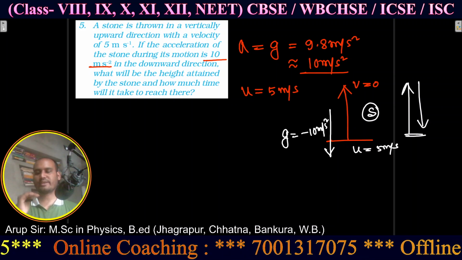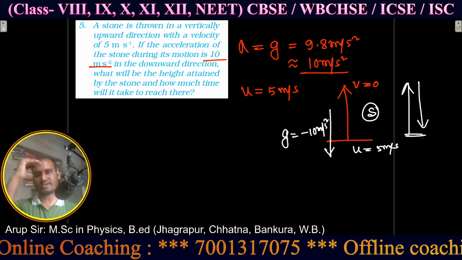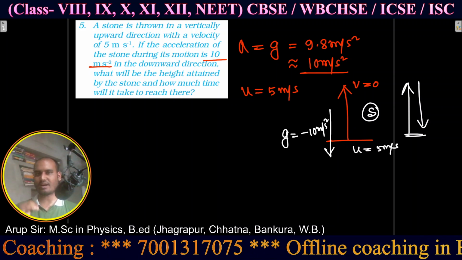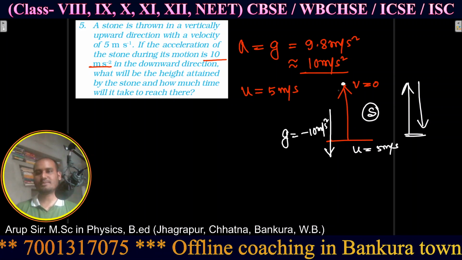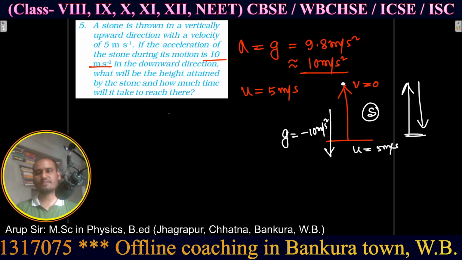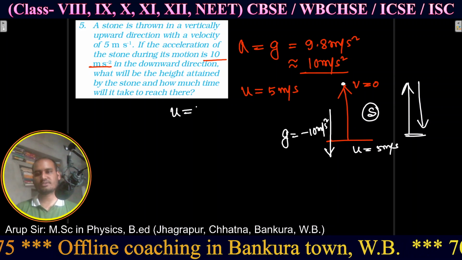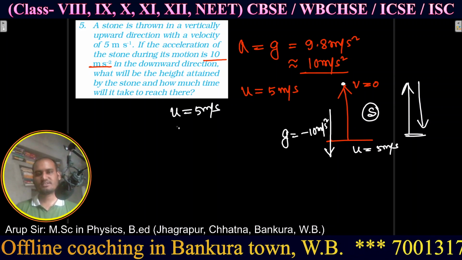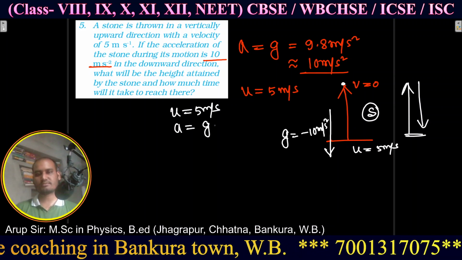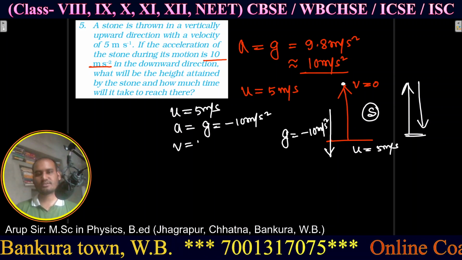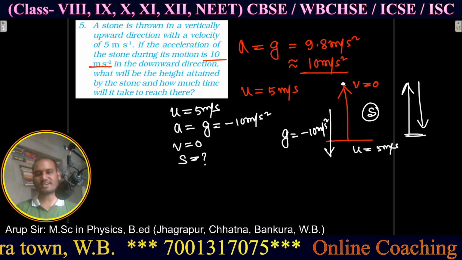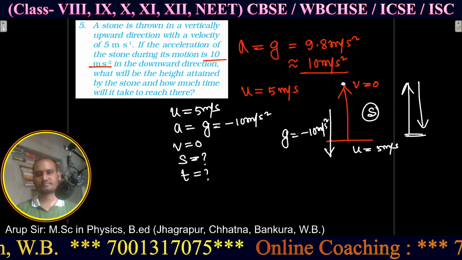Okay, so we need to find out at first the upward journey time, means how much time it will take to reach the top position. So basically what information is provided? U equals 5 meter per second, A is known, equals g equals minus 10 meter per second square, V is 0, it is known, you have to find out S at first and then T.